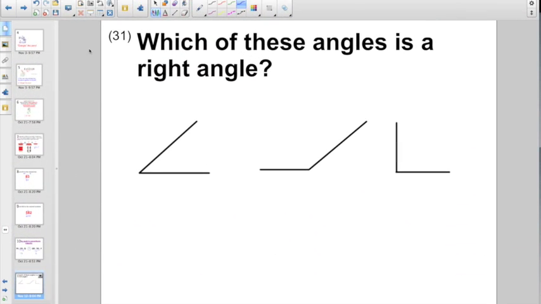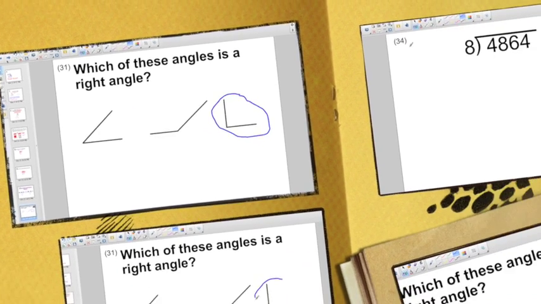Check out this one. Which one of these angles is a right angle? Well, right angles are 90 degrees. Anything less than 90 degrees, like this little guy, we call acute. Over here for this guy, he's larger than 90 degrees. He's obtuse. Last one here, this guy is your right angle.